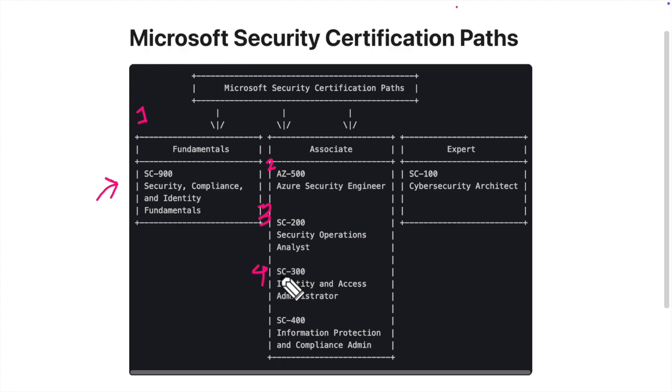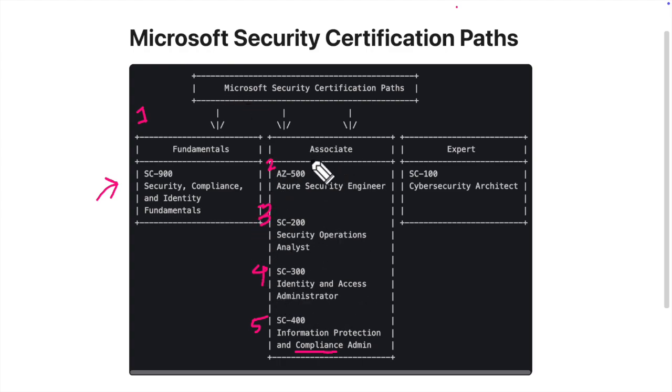You can continue, and once you complete all these 3, then move to this one, SC 400. This is Information Protection and Compliance Admin, which focuses on protecting information and ensuring compliance. The main important thing here is the compliance. So these are the steps you need to complete, 1, 2, 3, 4, 5. If you want to learn the whole certification path, you need to follow this way.